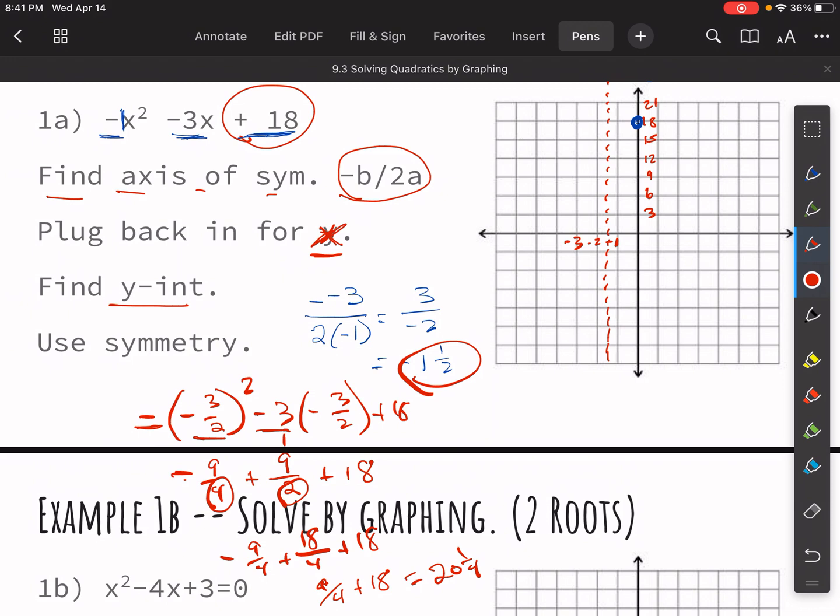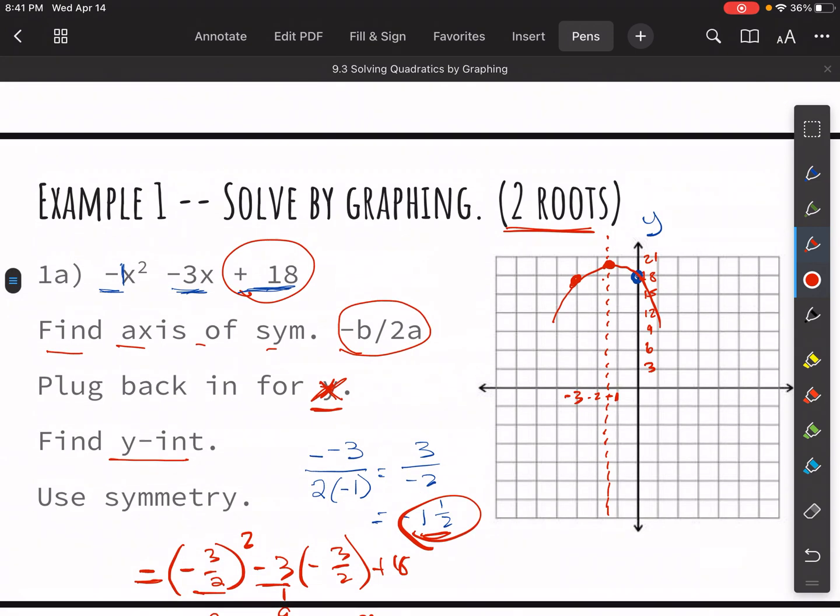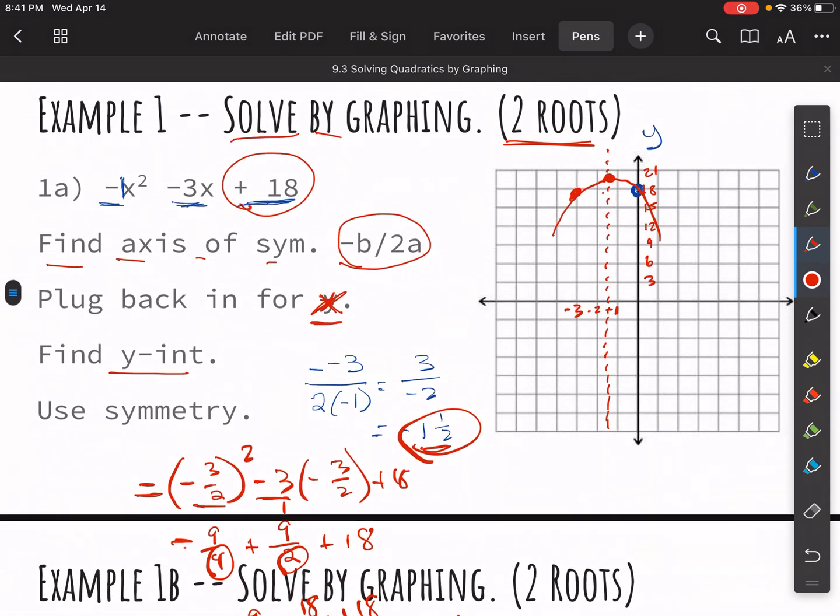So when I plug negative 1 1/2 in, I get 20 1/4, which is somewhere up in here. So that's my vertex. And I know over here I also have a point. So I kind of have this thing happening. I want to solve this by graphing, so I want to see where this graph crosses the x-axis.